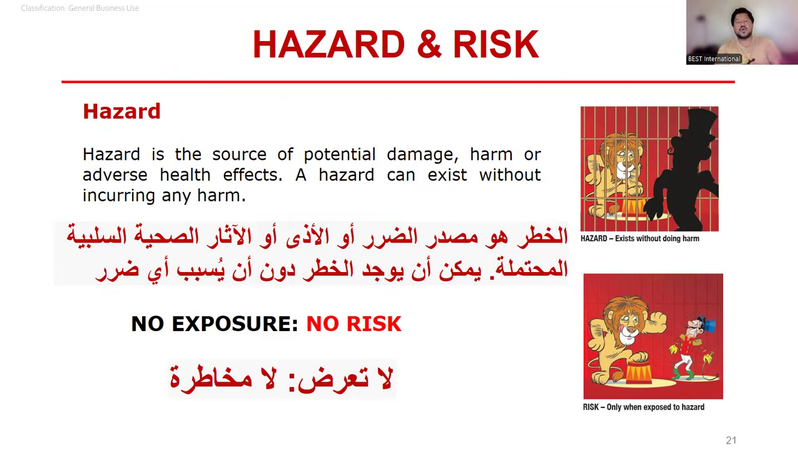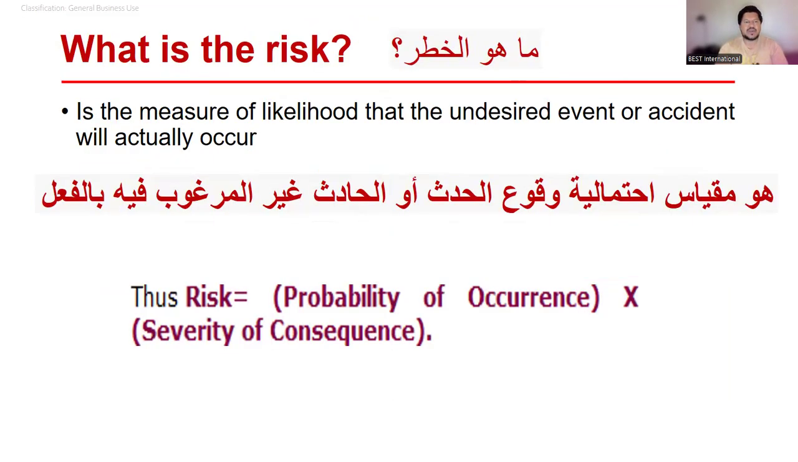So bear in mind, no exposure is equal to no risk. If you're not exposing yourself to the risk, to hazards, there is no risk. Look at the diagram, you can easily understand what a hazard is, and that risk exists only when exposed to a hazard. Okay, so what is risk? It's the measure of likelihood that an undesired event or accident will actually occur. So risk is equal to probability of occurrence multiplied by severity of consequence.